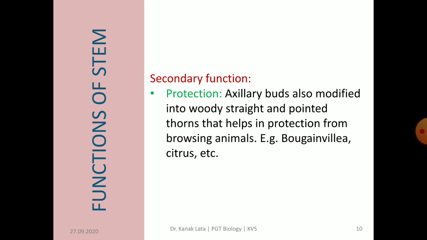Next secondary function of a stem is protection. Stems are modified into woody, straight and pointed thorns that help in protection from browsing animals. These thorns are developed from axillary buds and it is commonly seen in stem of bougainvillea, citrus, etc.